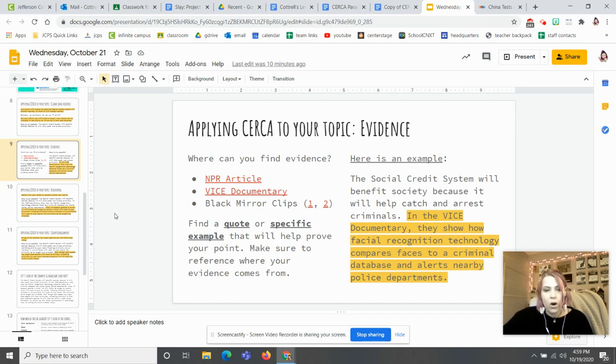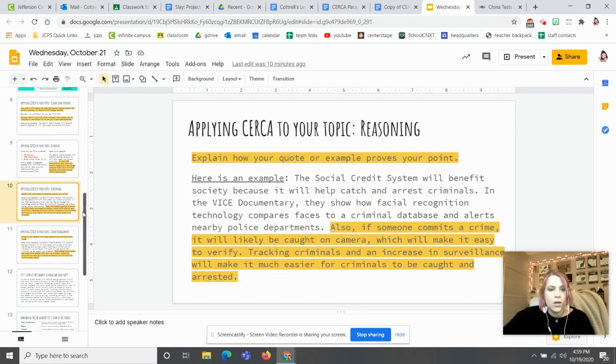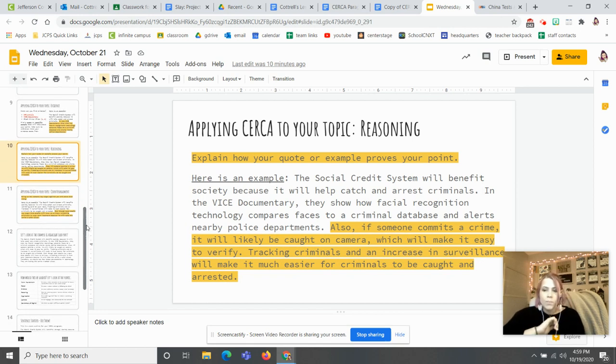Now we have R. R is reasoning. So reasoning, if you ever remember doing RACE, it's the E from RACE, which is explain. But here they call it reasoning. So explain how your quote or example proves your point.